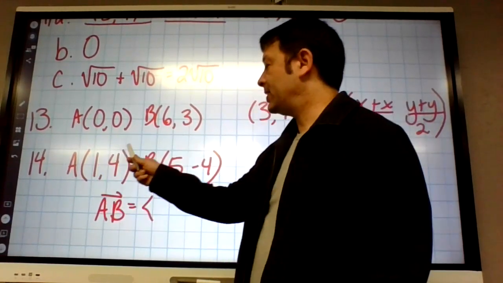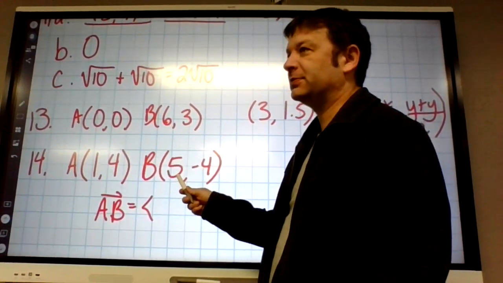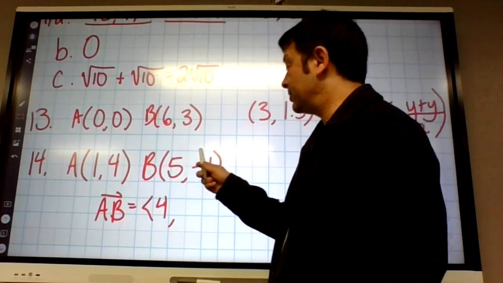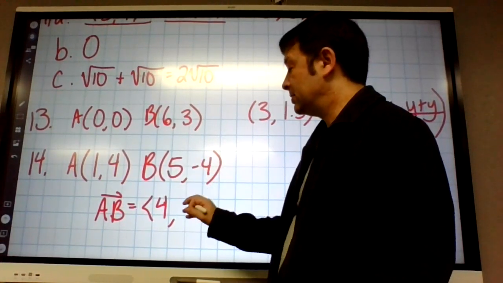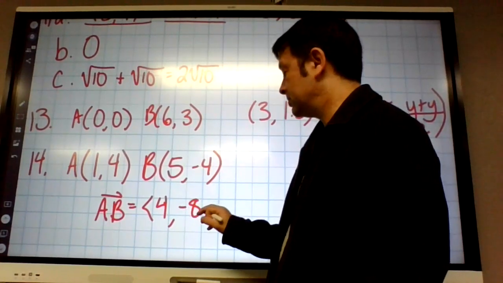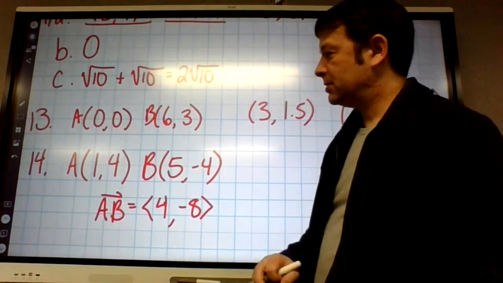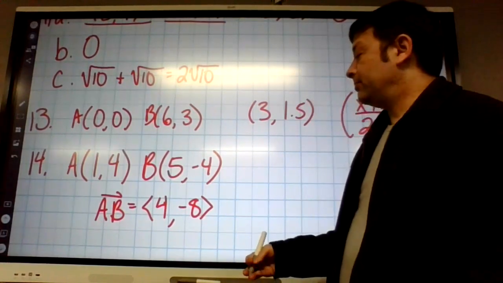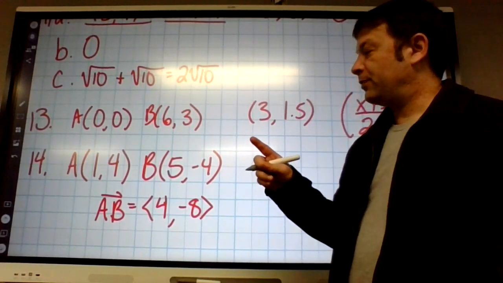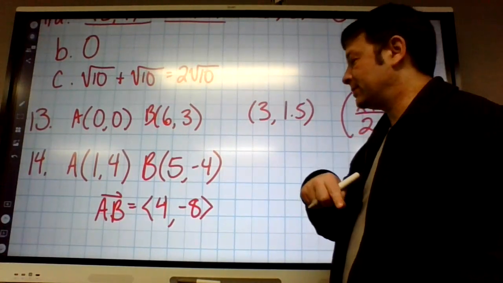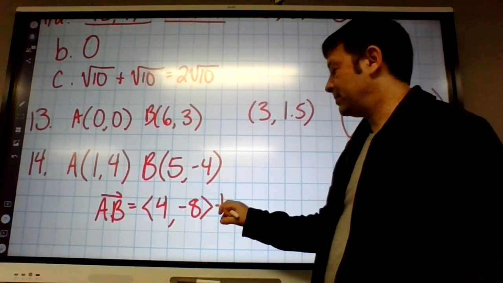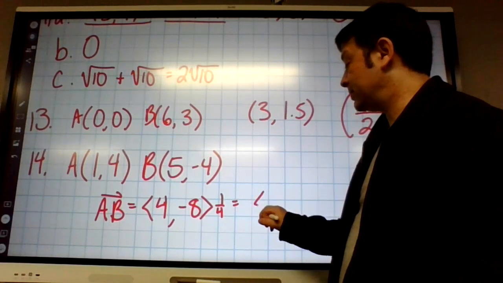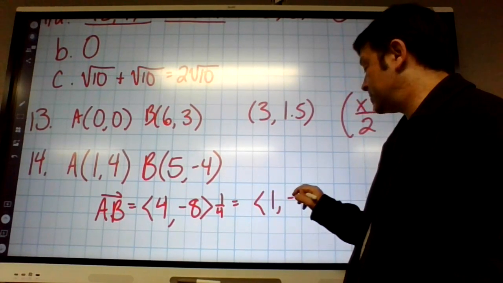How far are we moving in the x direction from 1 to 5? How far are we moving in the y direction from 4 to negative 4? Negative 8. 4 to negative 4 is going down 8. Okay, but we only want to move 1/4 of this vector, right? So we need to multiply this by 1/4, and that new vector would be 1, negative 2.